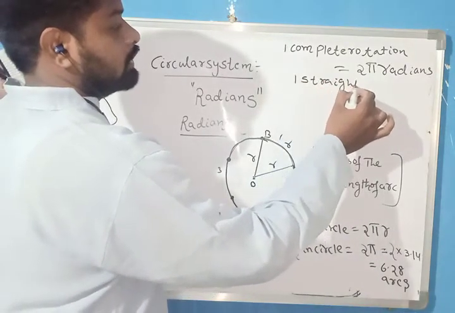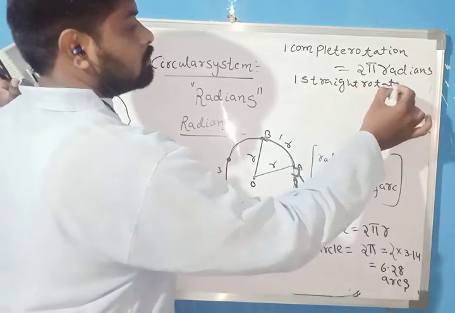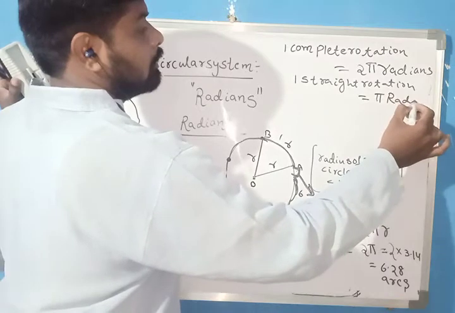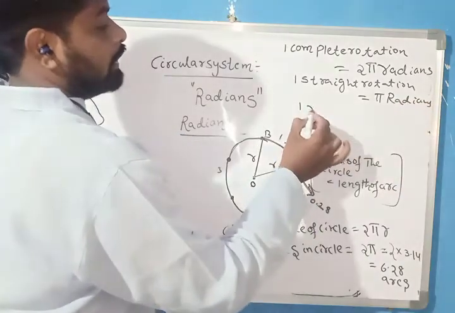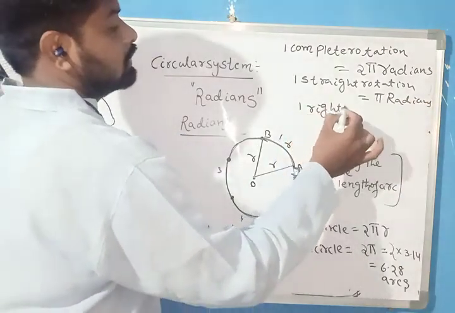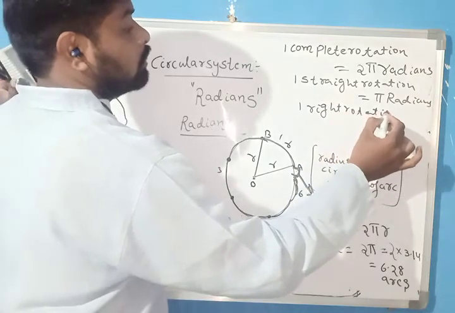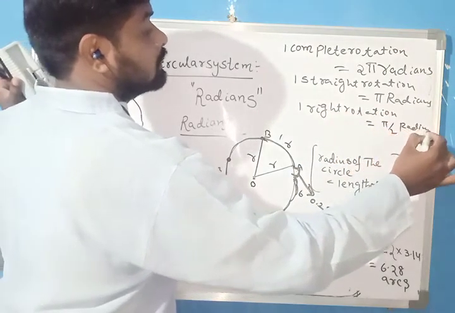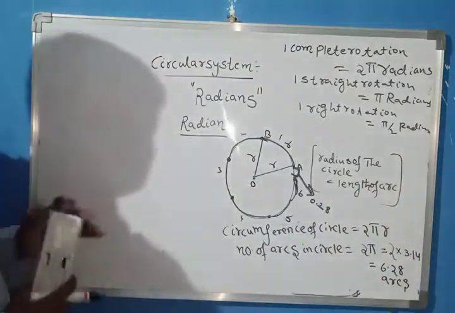One straight rotation equals how much? Straight means compulsory, that is pi radians only. One right rotation equals how much? One right rotation equals pi by 2 radians. This is the radians concept.